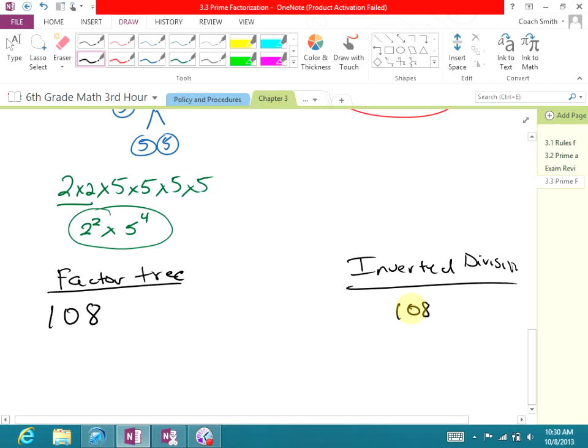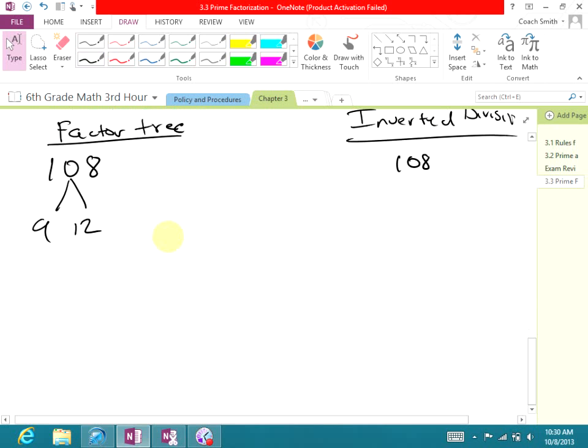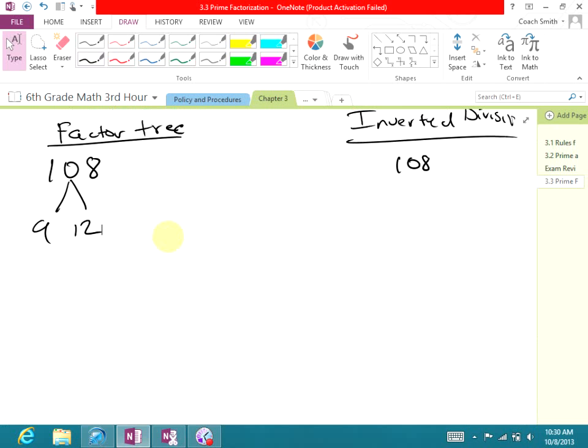Okay, so on factor tree, I need 2 factors of 108. 2 numbers that you multiply together get 108. Selene? 9 times 12. 9 times 12? No, it's yes. Thank you. I was thinking, I don't know what I was thinking. Oh, yeah. 9 times 12. I was thinking 7 times 12. All right. So 9 times 12, neither one of them are prime.